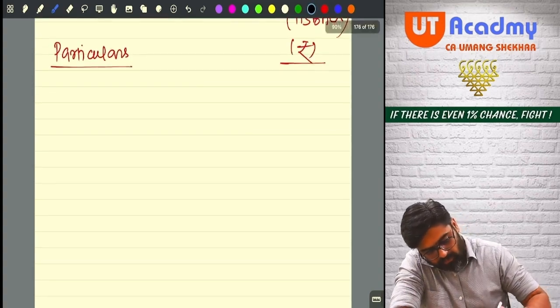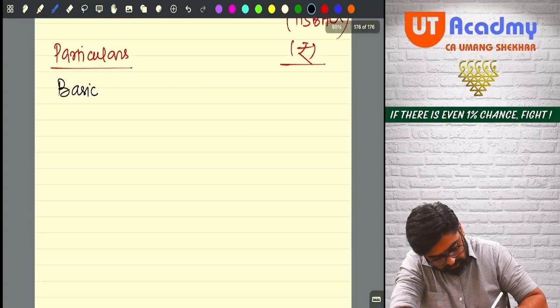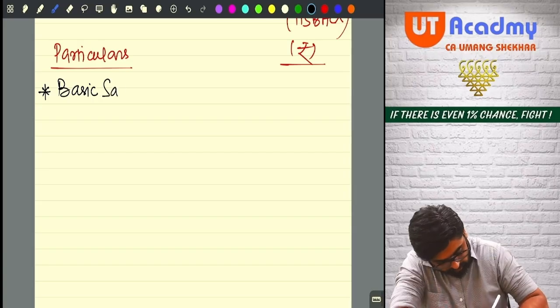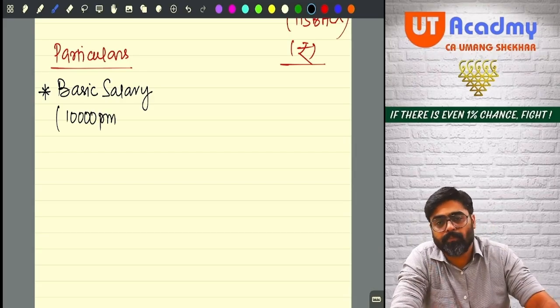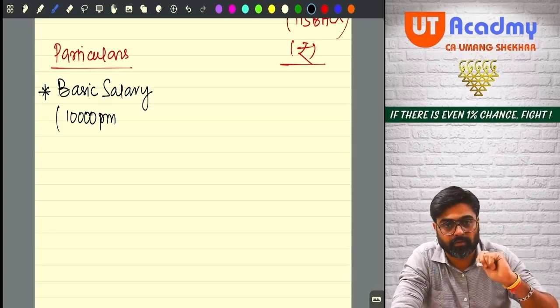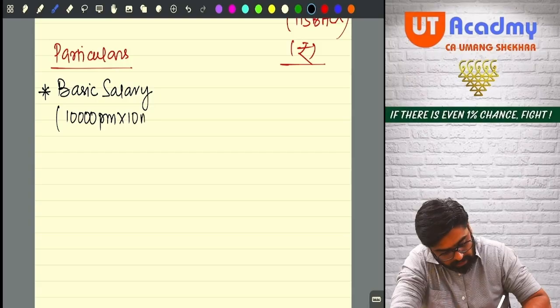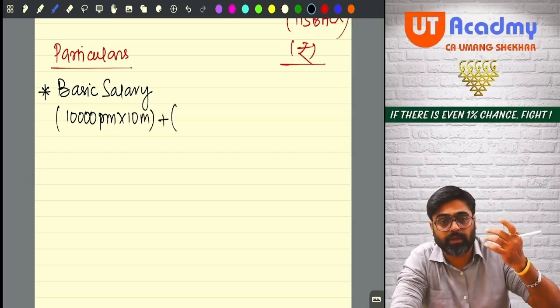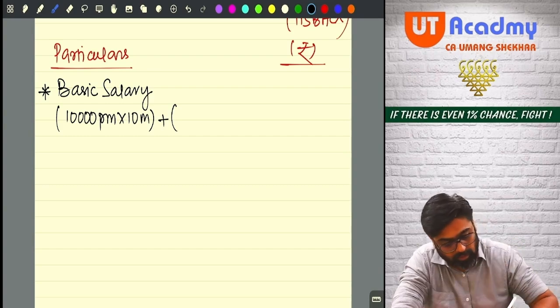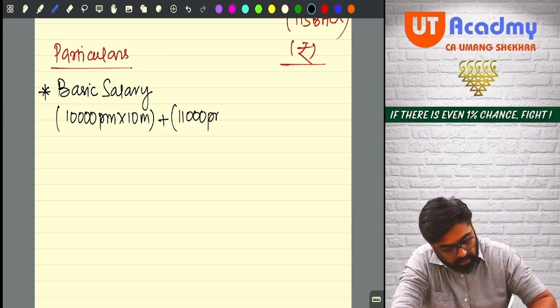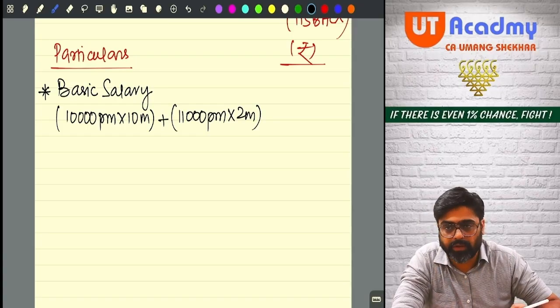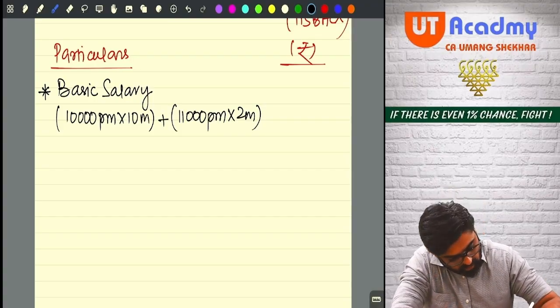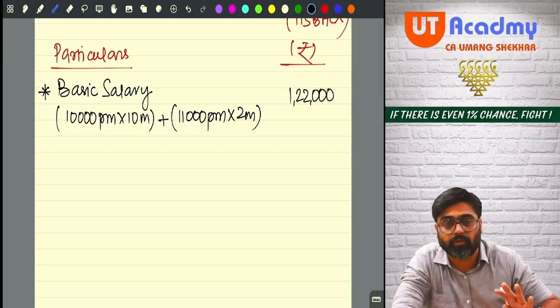Pay attention. First one is basic salary. So can I say 10,000 per month is my basic, which I am going to receive till January, for 10 months. So 10,000 per month for 10 months plus 1,000 rupees increment in the basic from February onwards. So from February onwards, my basic will be 11,000 per month into 2 months. So 11,000 into 2 will be 22,000 plus 1 lakh will give me 1,22,000 basic salary. This is taxable for this year.